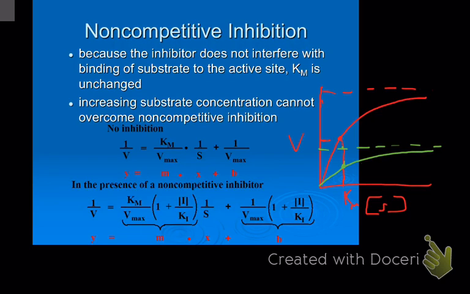But if you remember, on the Lineweaver-Burk, it's the x-intercept that shows you where Km is. And so you're going to have the same x-intercept and different y-intercepts. So that's why it's really easy to see this one on the Lineweaver-Burk. I'll show you what that looks like in just a moment.